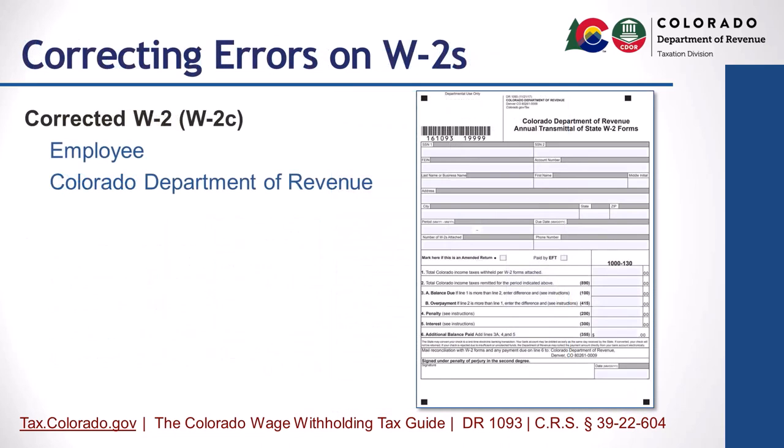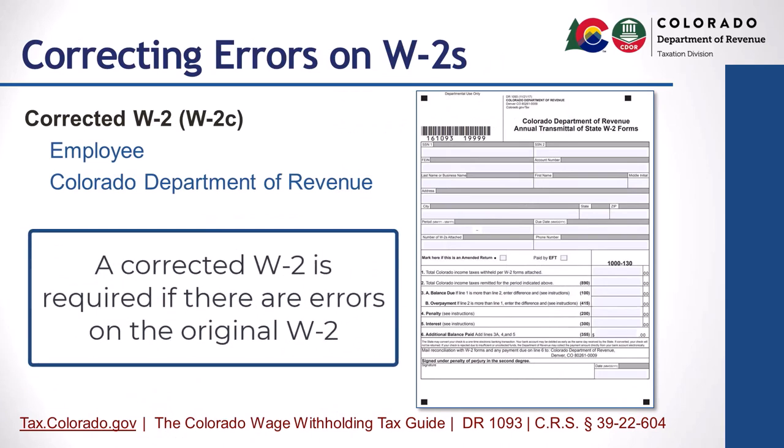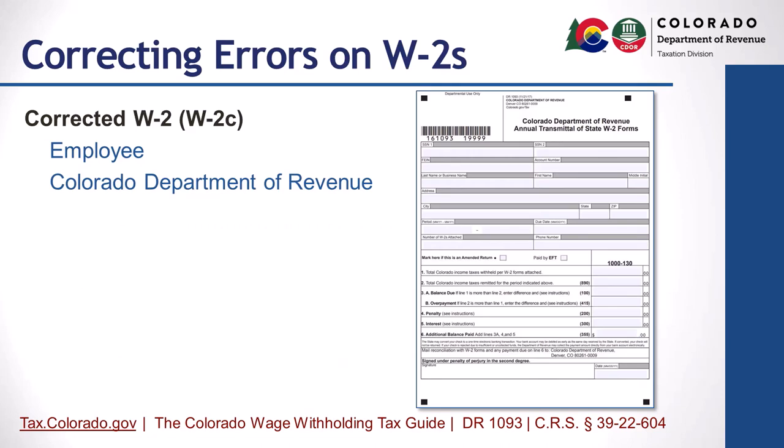If a W-2 issued by an employer does not report the correct amount of Colorado wage withholding, the employer is required to furnish both the employee and the department with a corrected W-2 using Form W-2C, reporting the correct amount of wages and withholding. The corrected W-2 must be provided to both the employee and the Department of Revenue in the time provided under federal law for correcting W-2s.